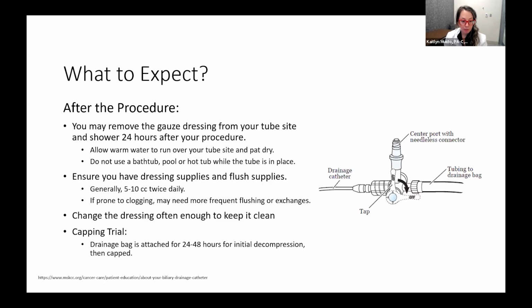We talked a little bit about the capping trial. That's where you have the internal-external biliary drain, and you can potentially remove that drainage bag to try to allow the bile to drain fully through the intestine. That usually can happen about 24 to 48 hours after the biliary system is initially decompressed.